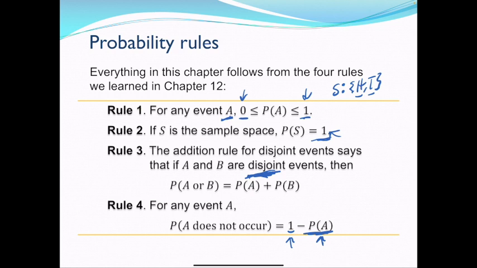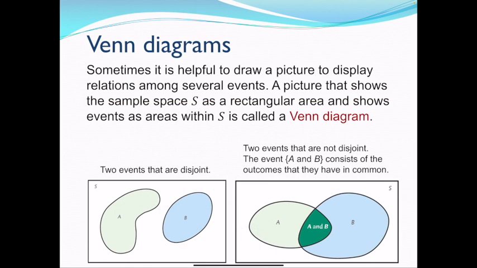Now, I just said we aren't just working with disjoint events this chapter, so let's talk about how to visualize them using a Venn diagram. Sometimes it's helpful to draw a picture to display relations among several events, right? A picture that shows our sample space S as a rectangular area and shows events as areas within S is called a Venn diagram. So two events that are disjoint could be like heads and tails, right? And then if two events are not disjoint, they're going to overlap.